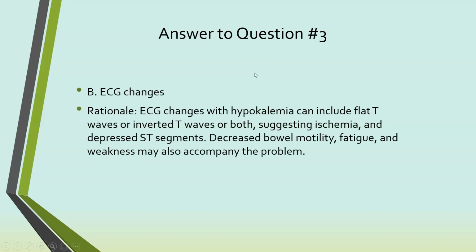We're going to see ECG or EKG changes with hypokalemia that can include a flat T wave or inverted T wave or both, suggesting ischemia, and depressed ST segments. Decreased bowel motility, fatigue, and weakness may also accompany the problem. So when you're looking at an EKG in terms of hypokalemia, you notice that everything is flat or inverted or depressed. Those are some good words to think of when you're looking at an EKG in terms of hypokalemia.